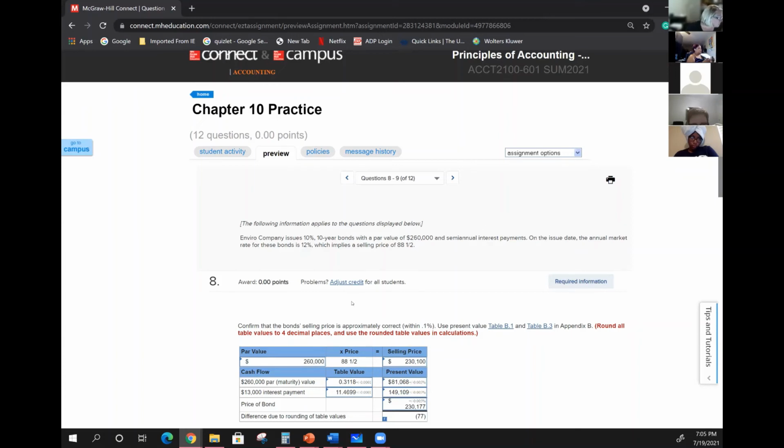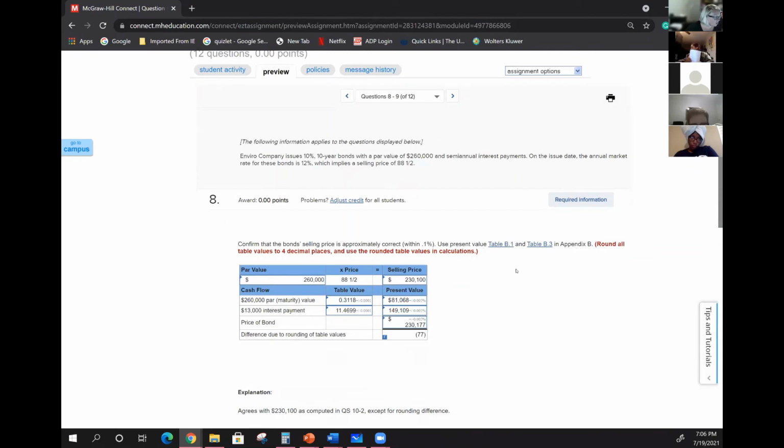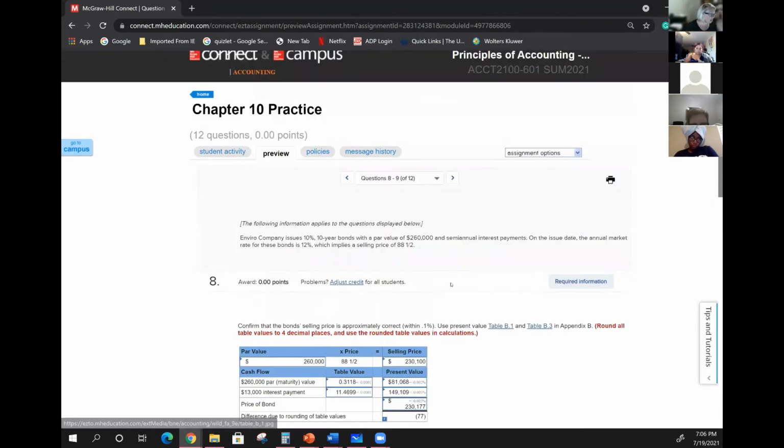So par value 260,000, we know that. We're going to multiply it by 88.5%. Since it's not a full 100%, we know we're selling it at a discount. So the selling price is $230,100. So instead of telling you what you sold it for, now they're making you calculate it out. They have a table. You will have 2 tables that you go to for your present value to figure out what the present value is. You have the 260,000 maturity amount. Now you're going to figure this out by your payments.